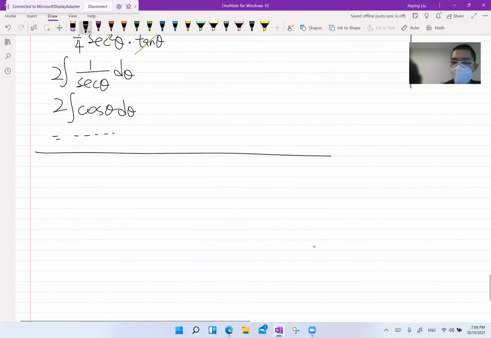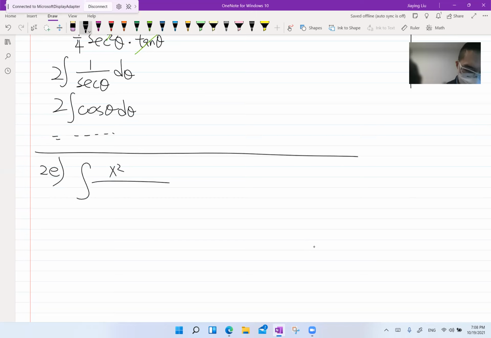All right. So the next one is 2e. 2e is an excellent question on partial fractions. So I have the integral of x squared over (x plus 2)(x squared minus 2x plus 1) dx. Now this problem, I said, is a good example for partial fractions.